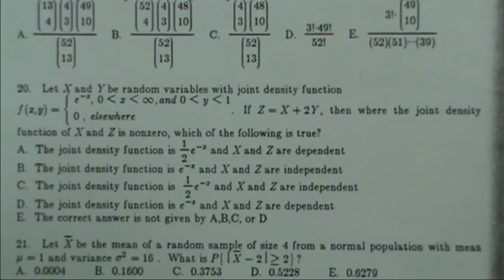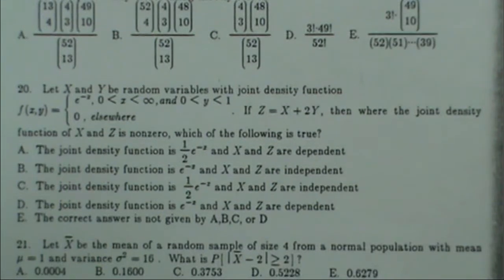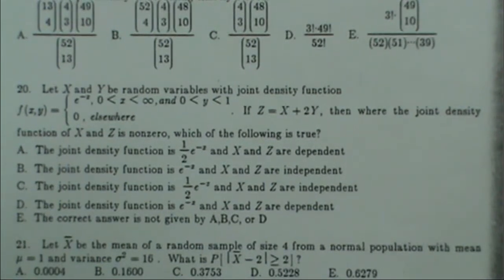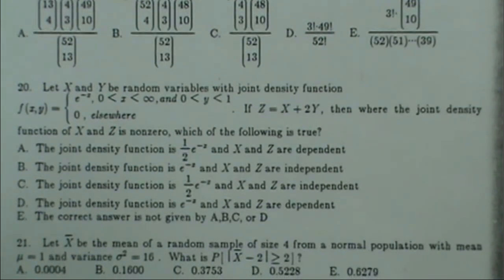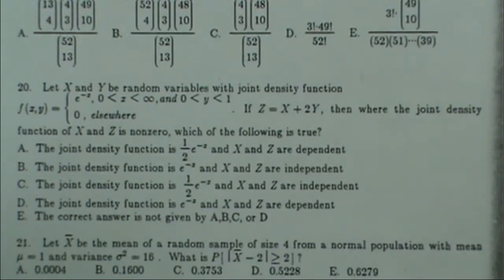Number 20, let x and y be random variables with the joint density function f of x,y equal to e to the minus x, where x goes from 0 to infinity, y goes from 0 to 1. If z equals x plus 2y, then where the joint density function of x and z is non-zero, which of the following is true?